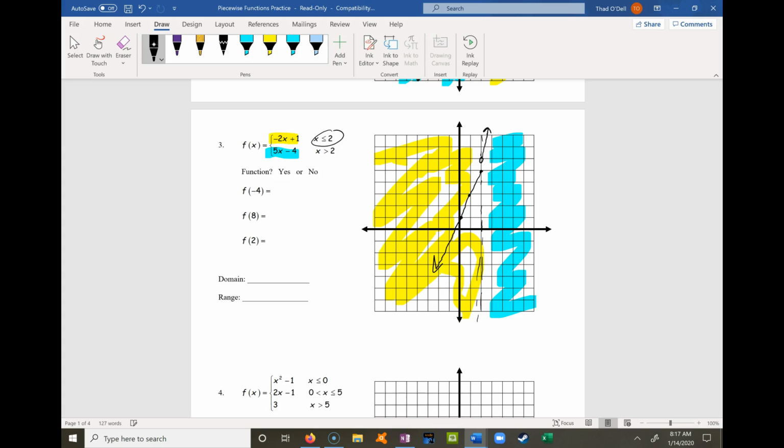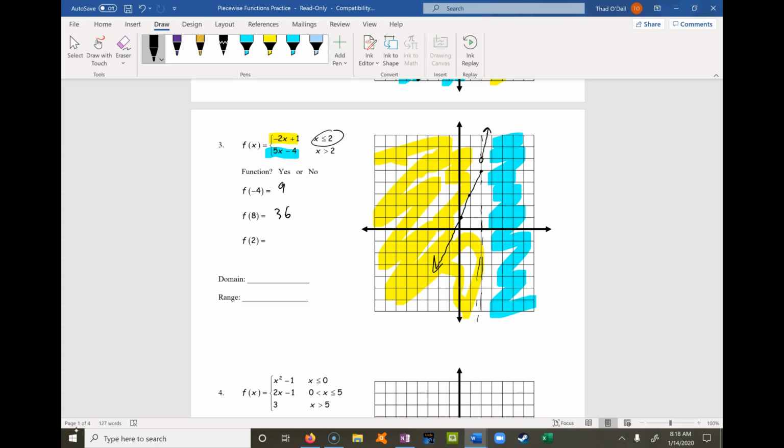So f of -4, that would be in that first one, so that'd be 8 plus 1 is 9. If I plug an 8 in there, that means I'd be using the blue one. So 5 times 8 is 40. 40 minus 4 is 36. And 2 would mean I'd be using the yellow one because that's for x less than or equal to 2. So I plug 2 in there, it'd be -4 plus 1, which would be -3.